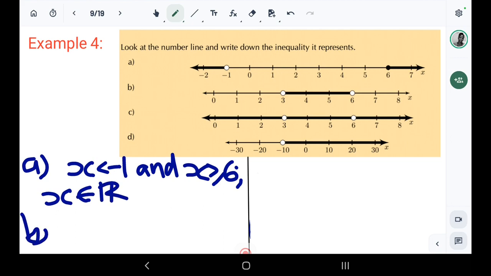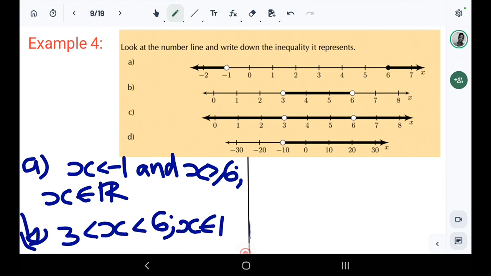Number B. We have a solid line in between 3 and 6 with hollow circles, hollow dots. That means 3 and 6 are not included, but everything in between them is included. So we've got your x is in between 3 and 6, and they are not included. So you do not have the equal sign part of that inequality. Your x is an element of real numbers, very important.